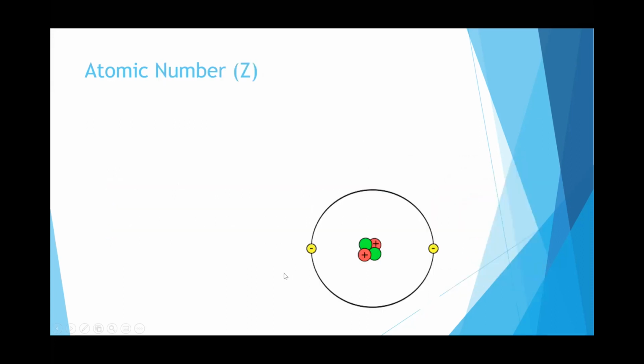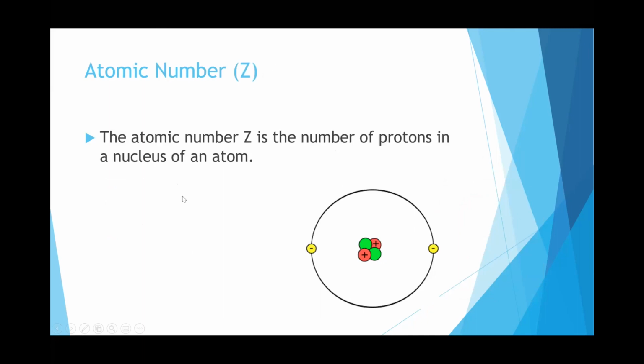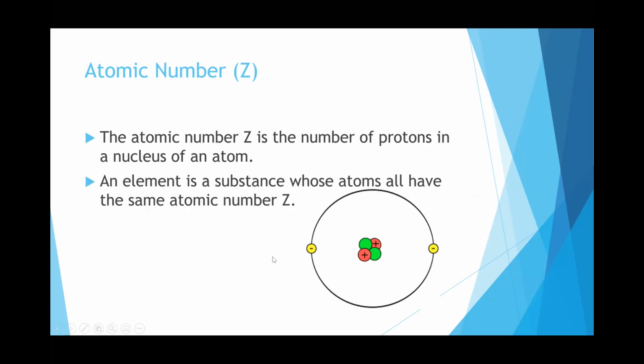So now let's review atomic number, which is abbreviated as Z. So atomic number, Z, is the number of protons in the nucleus of an atom. An element is a, okay, so let me go back a little bit.